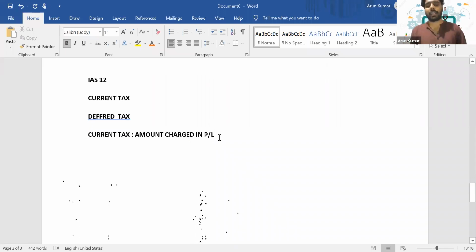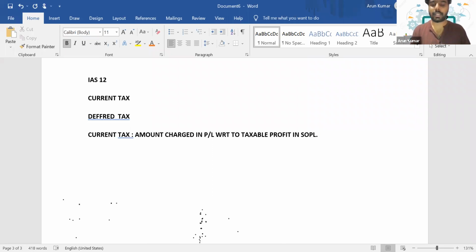So when we calculate the current tax, what do you mean by current tax? The current tax is the amount charged in the P&L with respect to the taxable profit in SOPL.